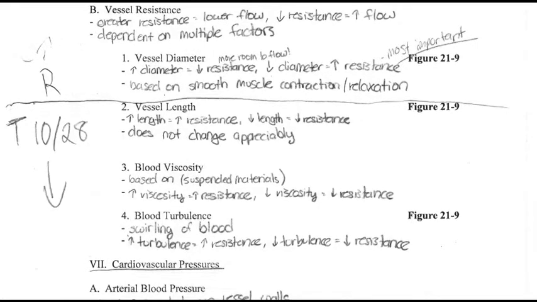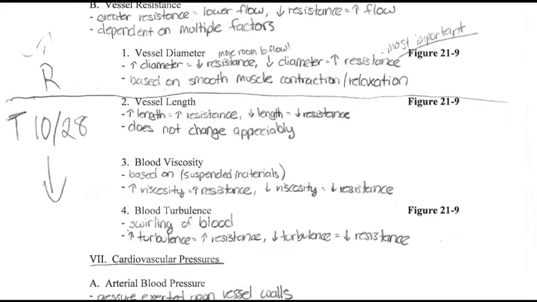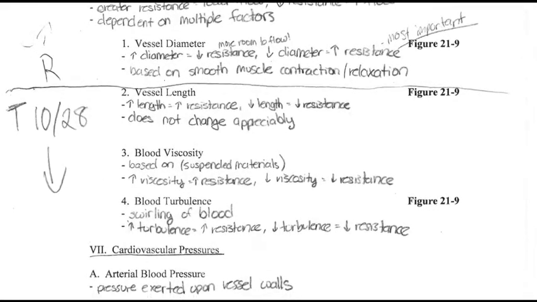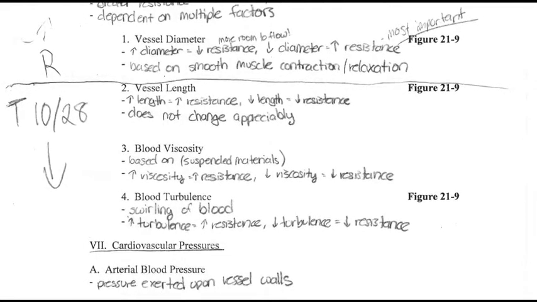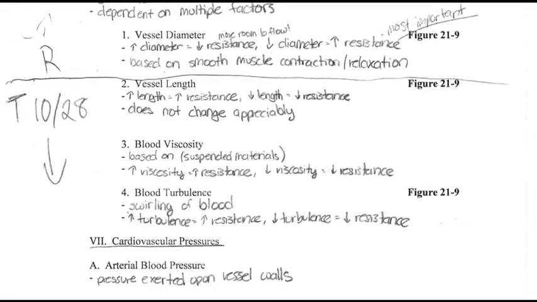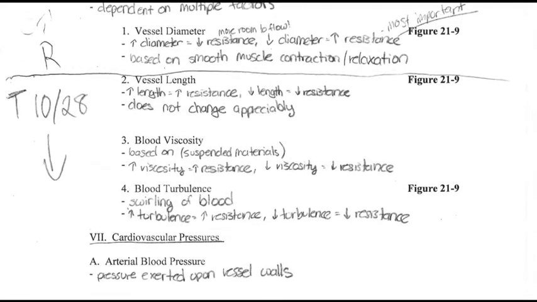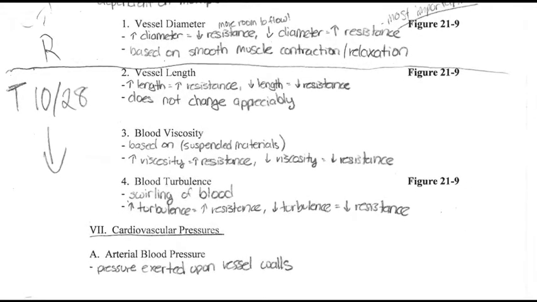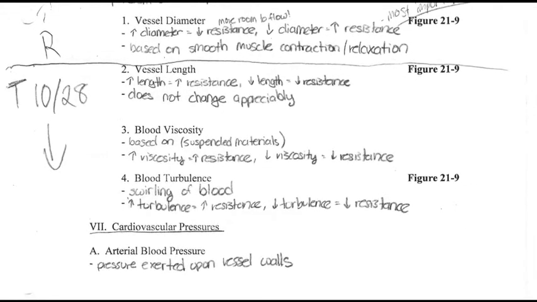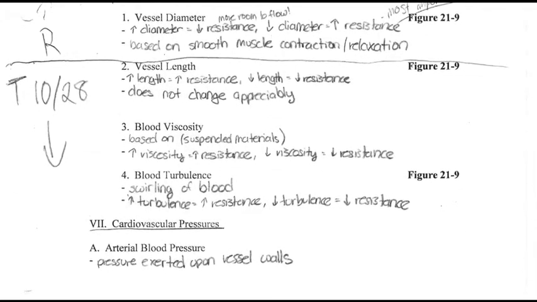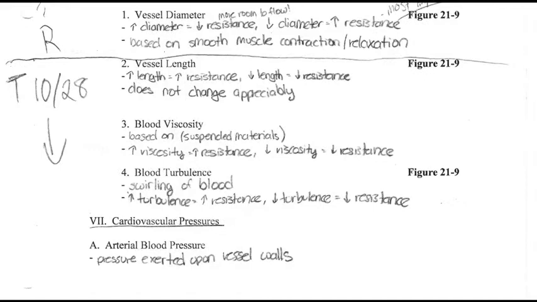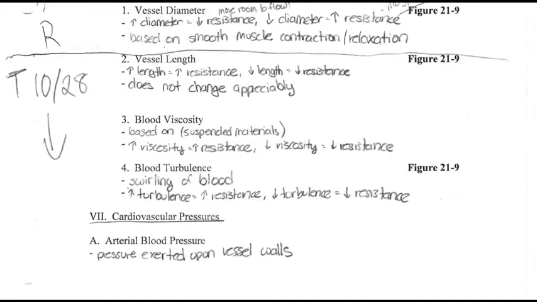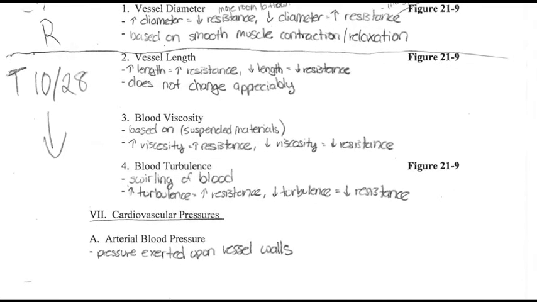Blood viscosity. Blood viscosity is based on suspended materials. An increase in viscosity will lead to an increase in resistance, whereas a decrease in viscosity will lead to a decrease in resistance. The fourth factor affecting vessel resistance is blood turbulence. Blood turbulence is the swirling of blood. An increase in turbulence will lead to an increase in resistance. A decrease in turbulence will lead to a decrease in resistance.